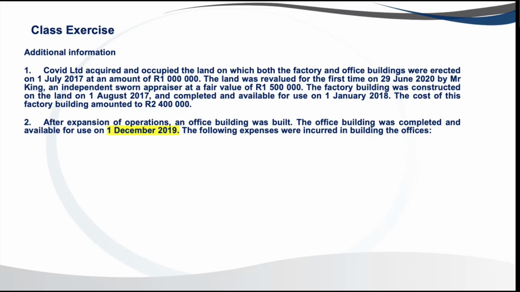Check how I'm reading number 2. After expansion of operation in office building, the office building was completed and available for use 1st December. The following expenses were incurred in the offices. What were your journal entries? This is another easy mark. Did you guys get that?